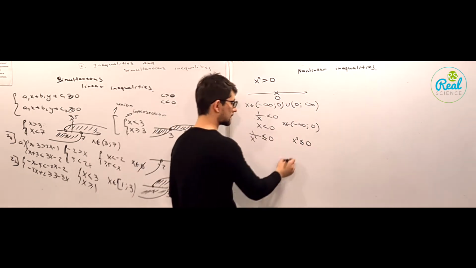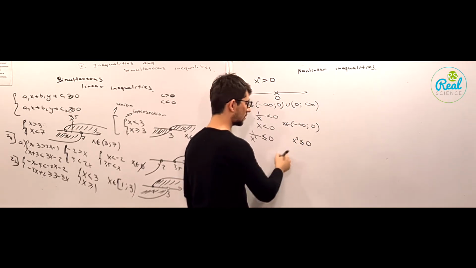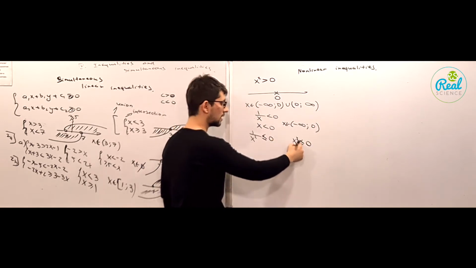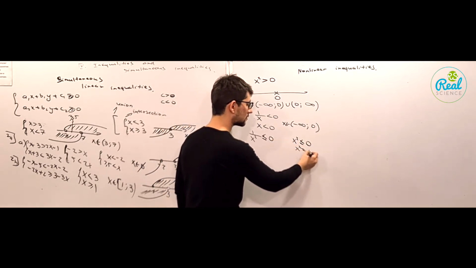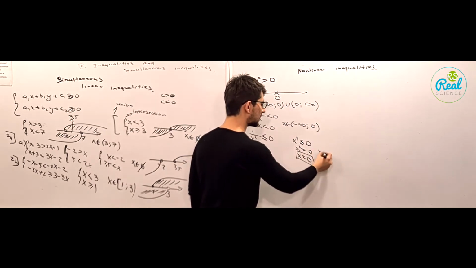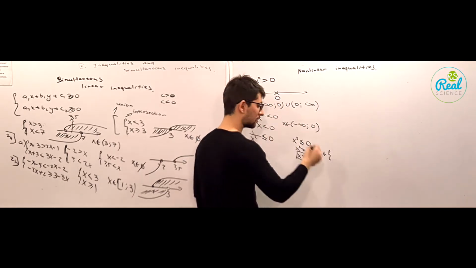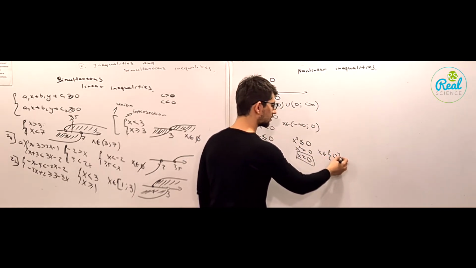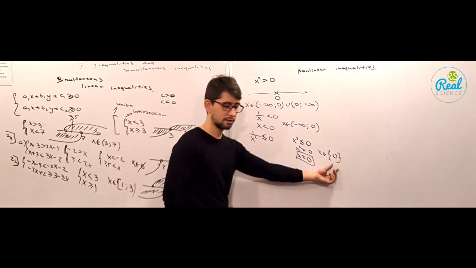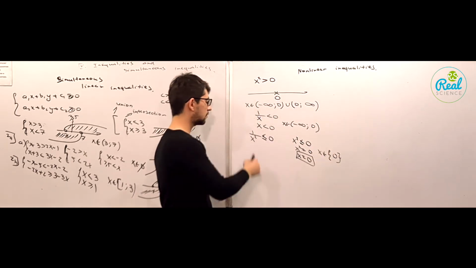x squared is always positive. It might be equal to 0, but it's never less than 0. So x squared equals 0 means x equals 0. This will be the only solution in the method of intervals. Curly brackets are used to include only a single number, so it means x equals 0 only. This is an interval that contains only 0.